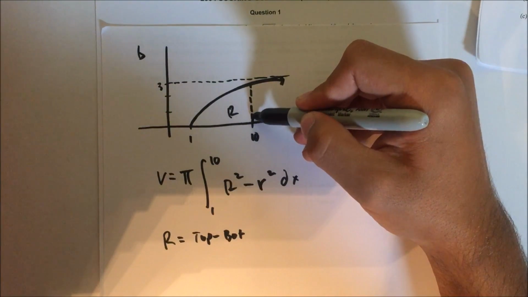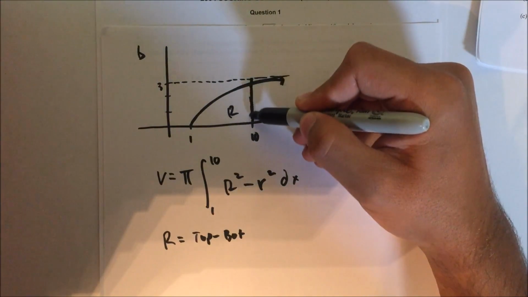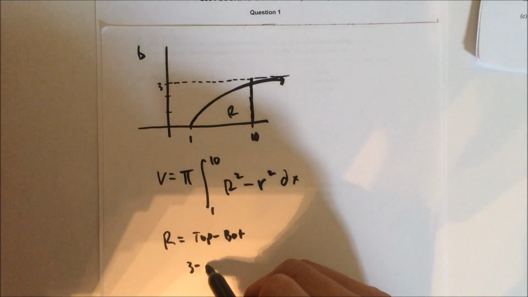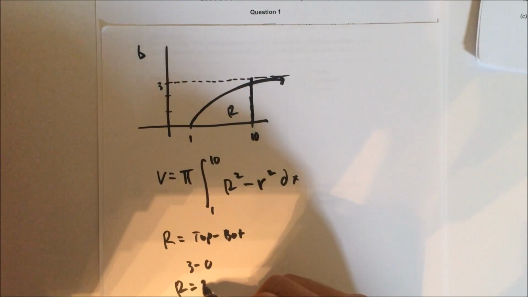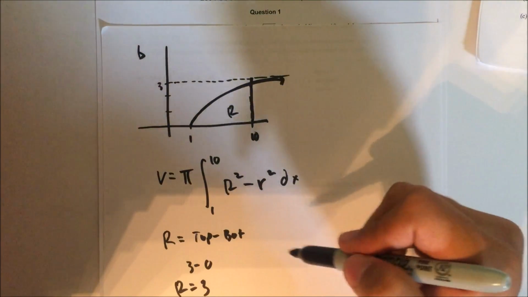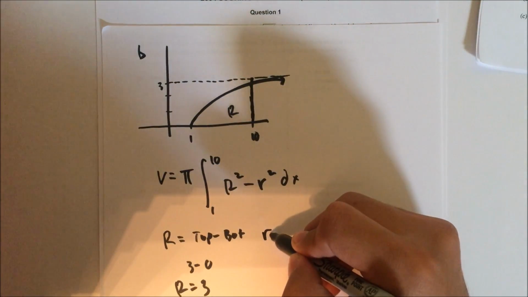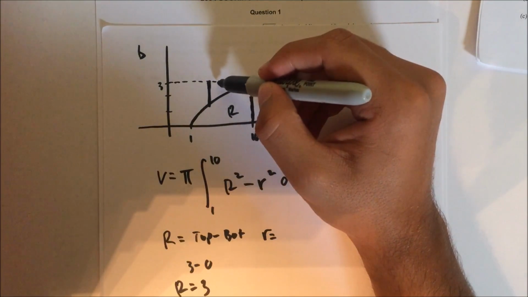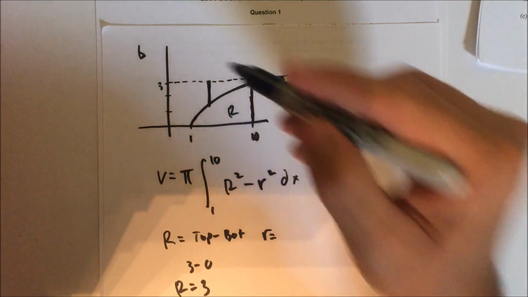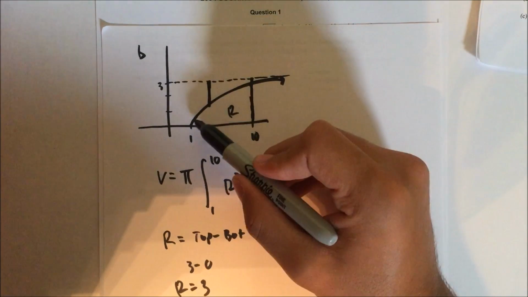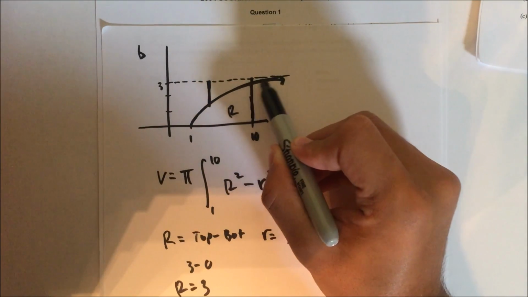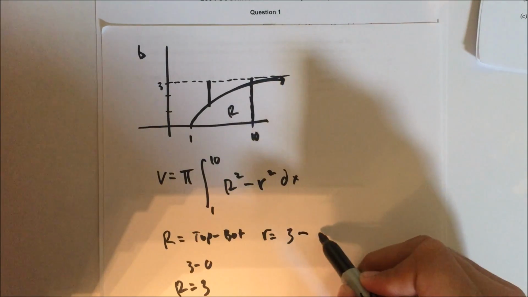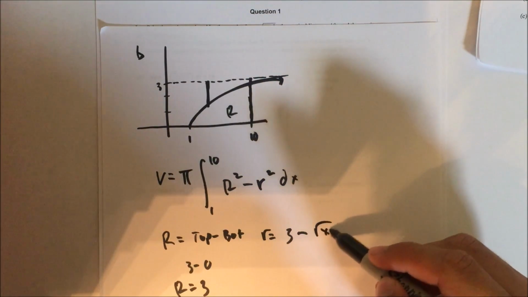And doing so, we could use this whole thing. So the top is going to be the line, which is going to be 3. Bottom is going to be 0. So R equals 3. And then when looking for little r, it's going to be this right here, which is going to be the top versus bottom. So the top is 3, and the bottom is going to be this curve here, which is just the equation of square root of x minus 1.